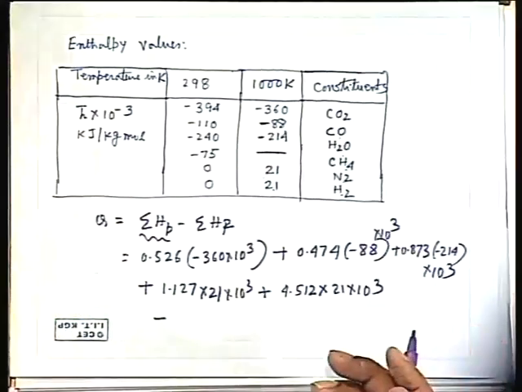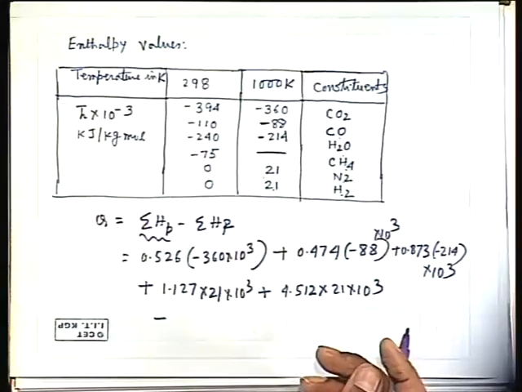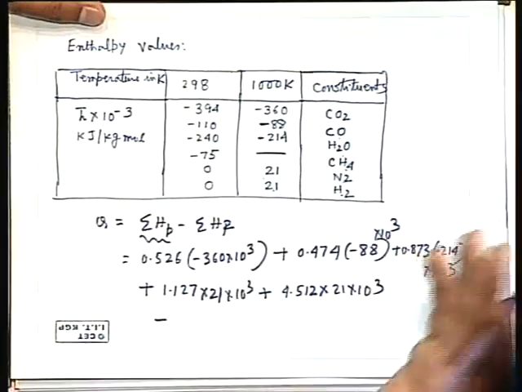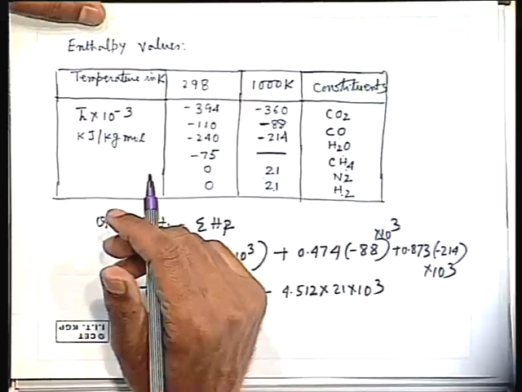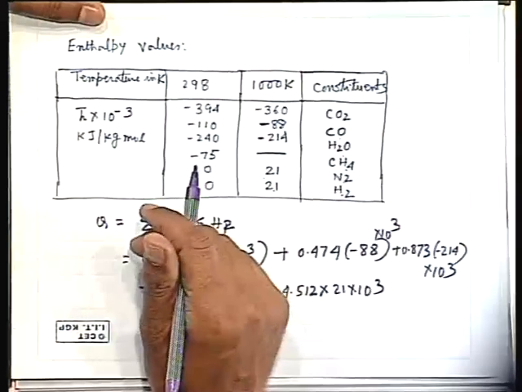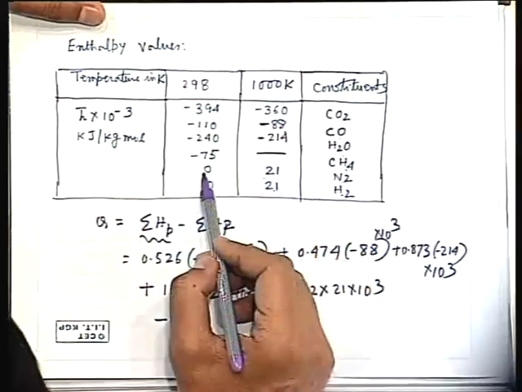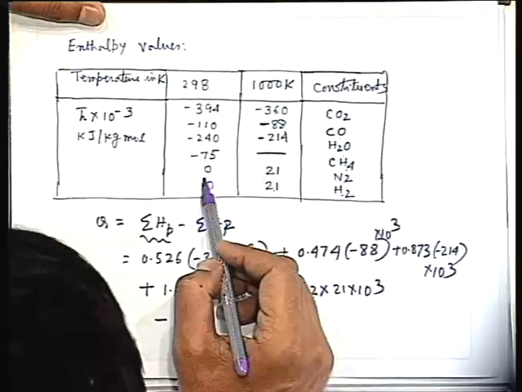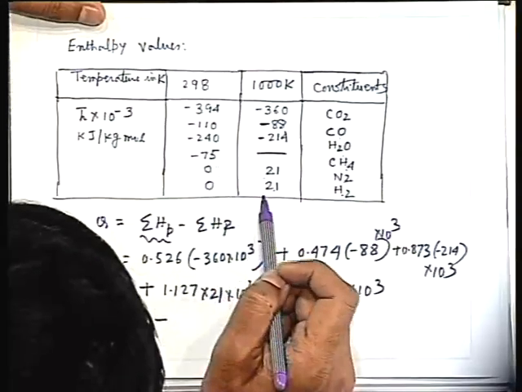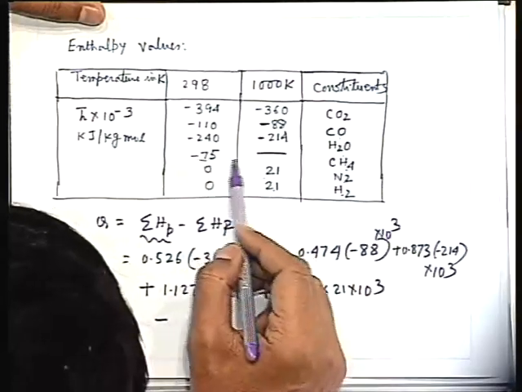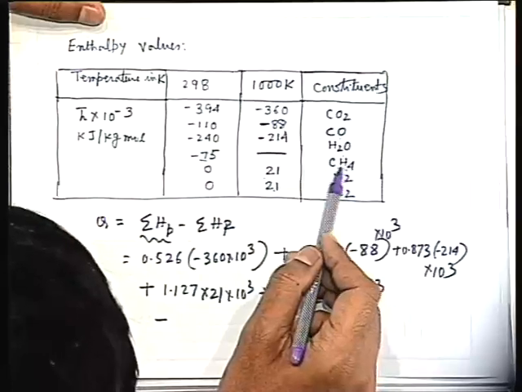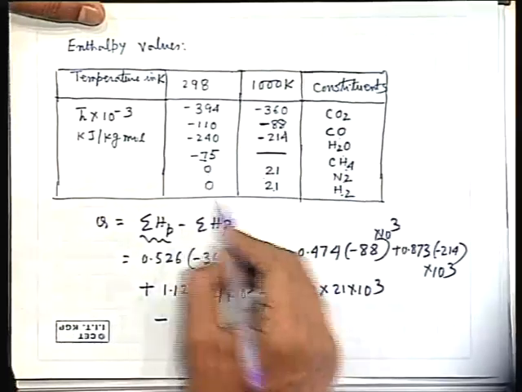What are HR? CH4. CH4 at what temperature? 25 degrees Celsius. It is not 0. That is its enthalpy of formation, molar enthalpy. It has to be there. What is this value? Something there is wrong. Minus 75. Yes, minus. So this is 0 for N2 and H2.